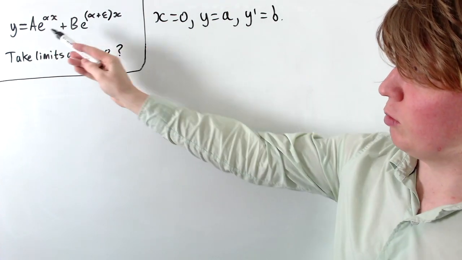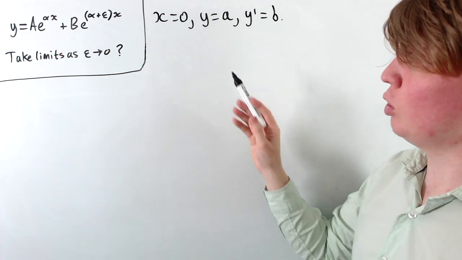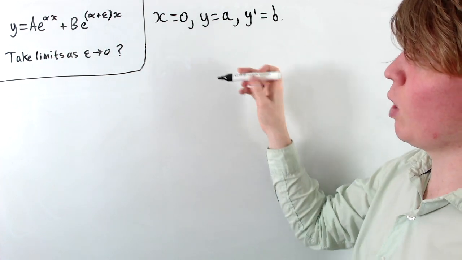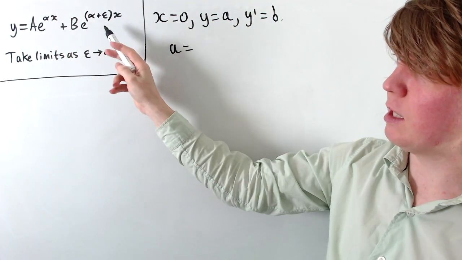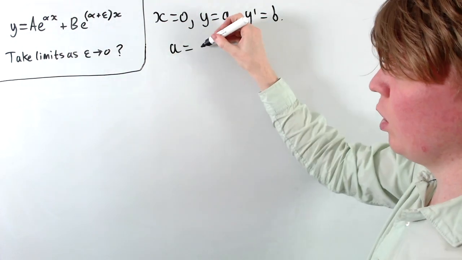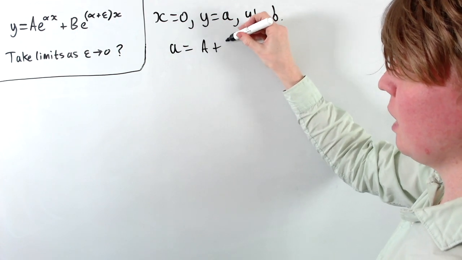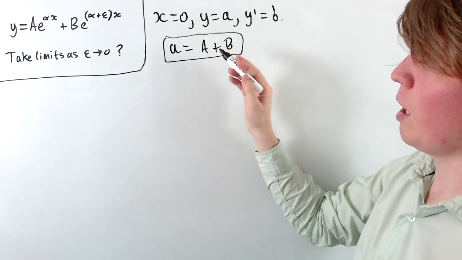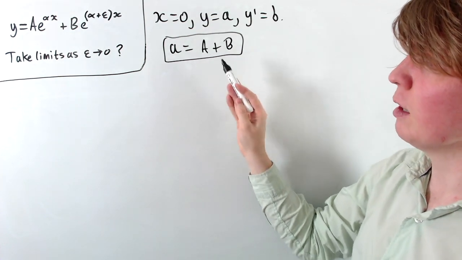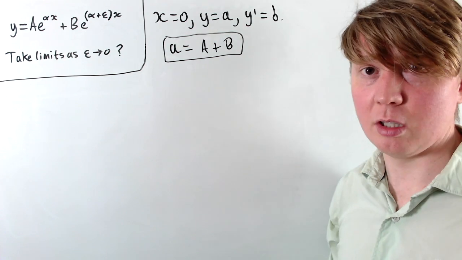So then we can use the fact that y is of this form, and when x is 0, y is a. We can just read off that lowercase a is equal to, when x is 0, these exponential terms are both 1, so we get lowercase a is capital A plus capital B. So this gives us some information about how our capital A and capital B are related to our initial conditions.